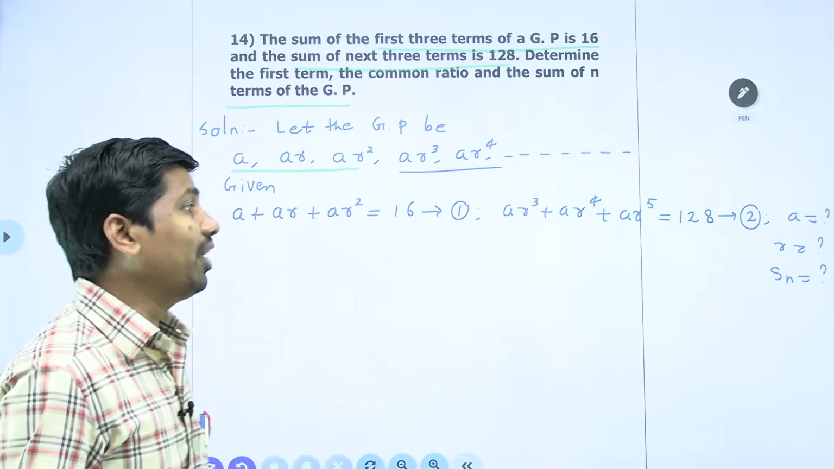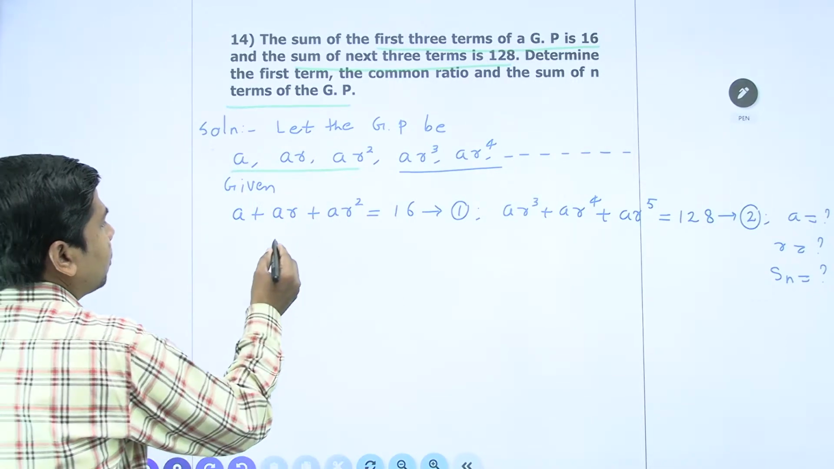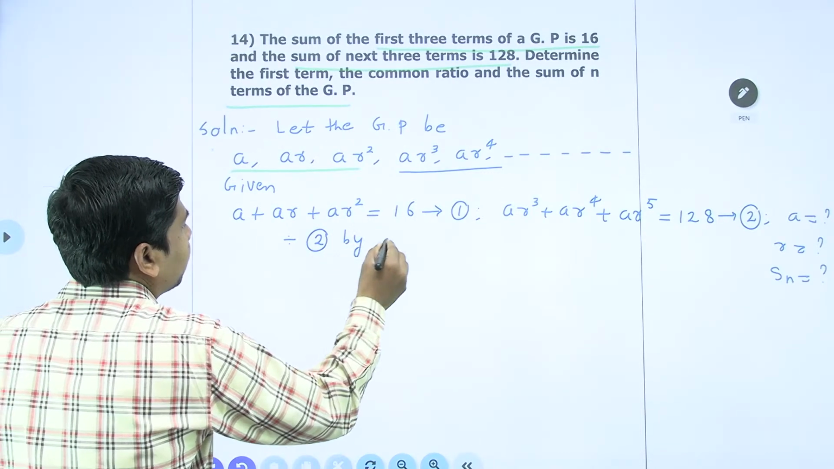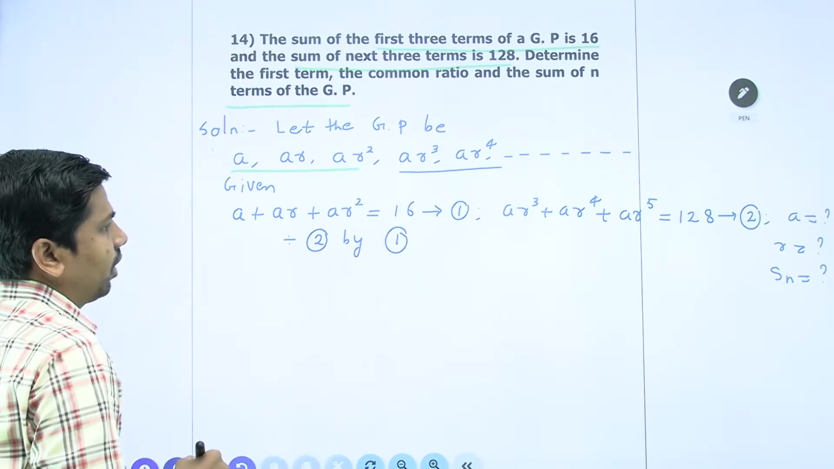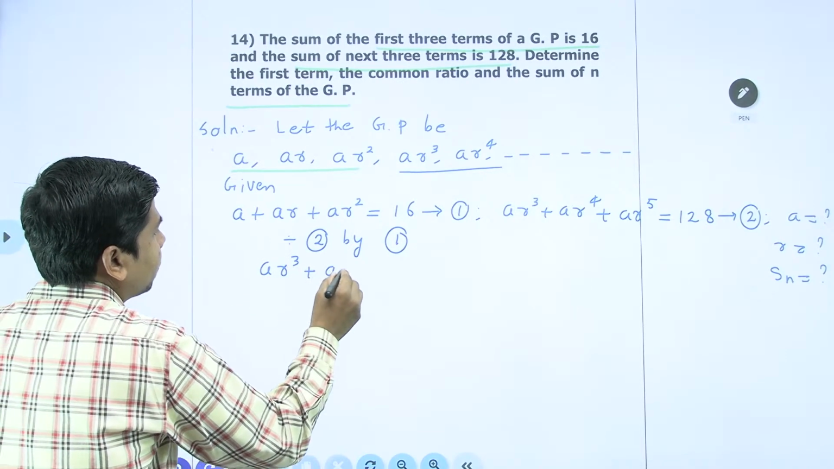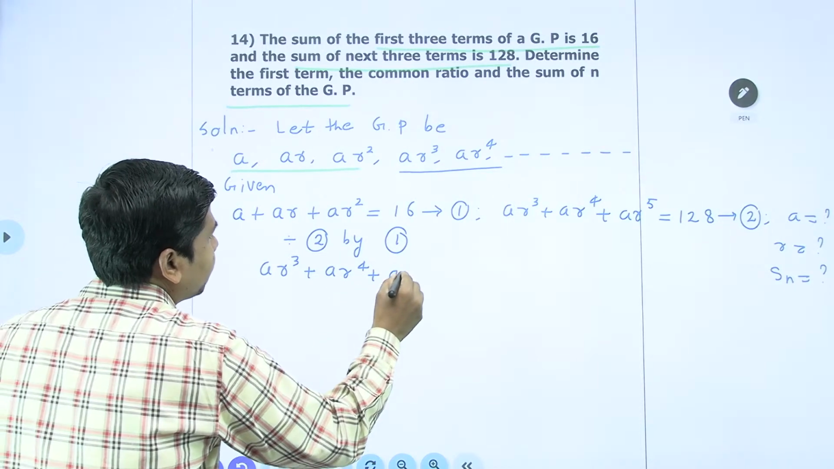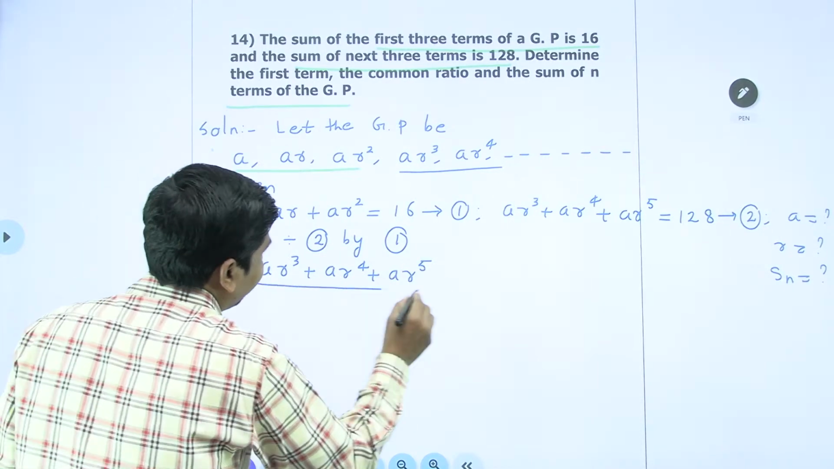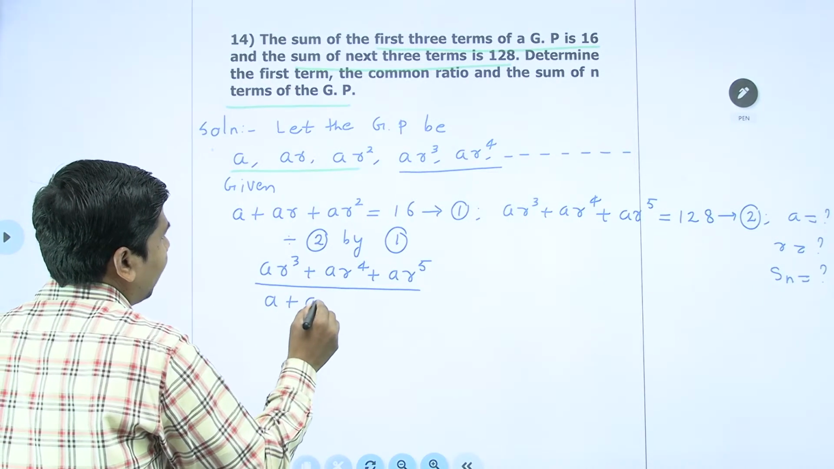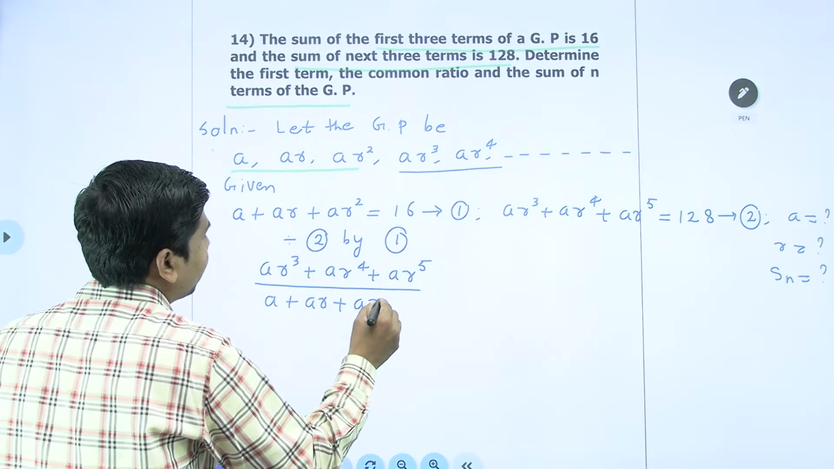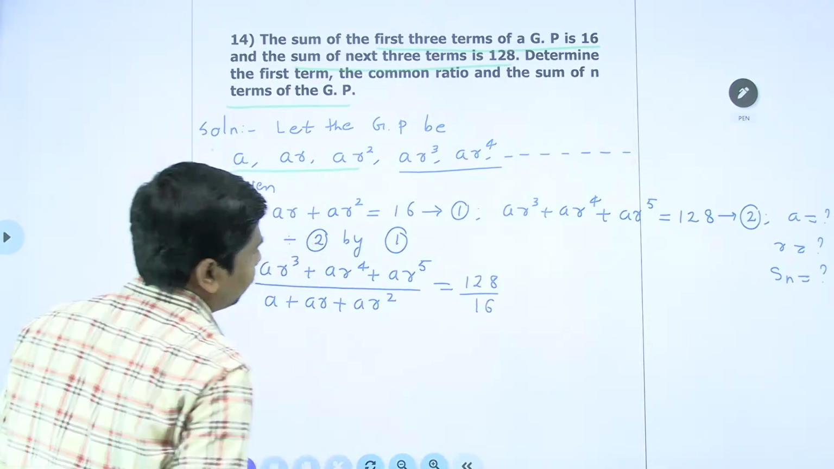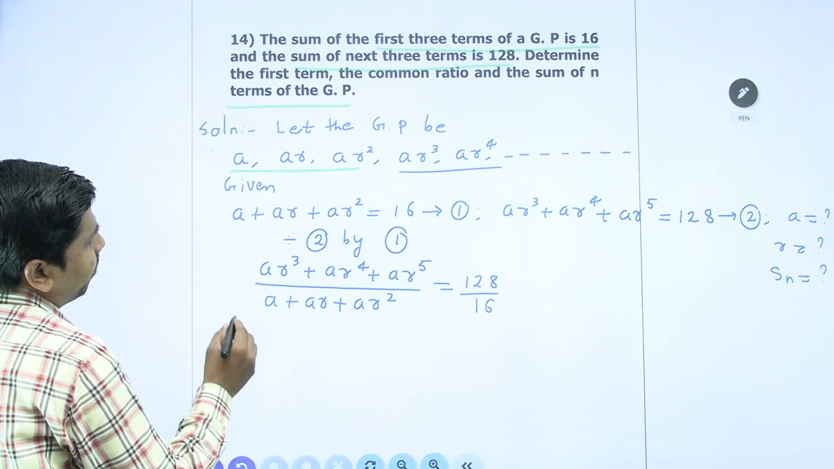We will divide equation 2 by equation 1. What is equation 2? ar cube plus ar to the 4 plus ar to the 5 on the left hand side, divided by the left hand side of equation 1, a plus ar plus ar square. That equals 128 by 16.